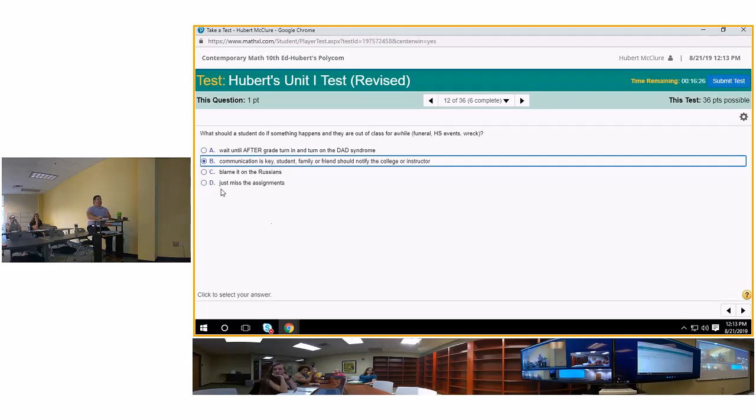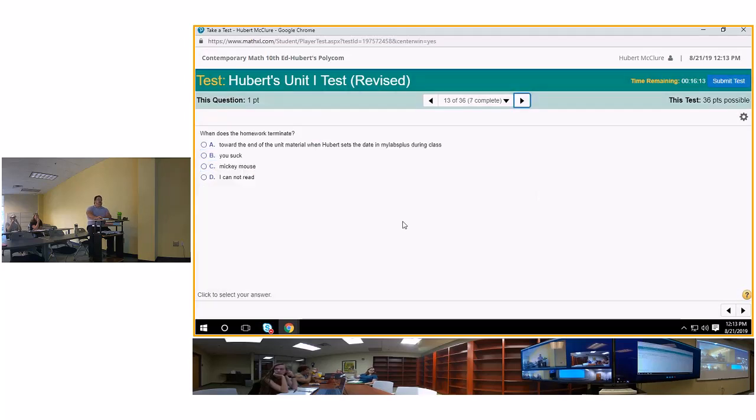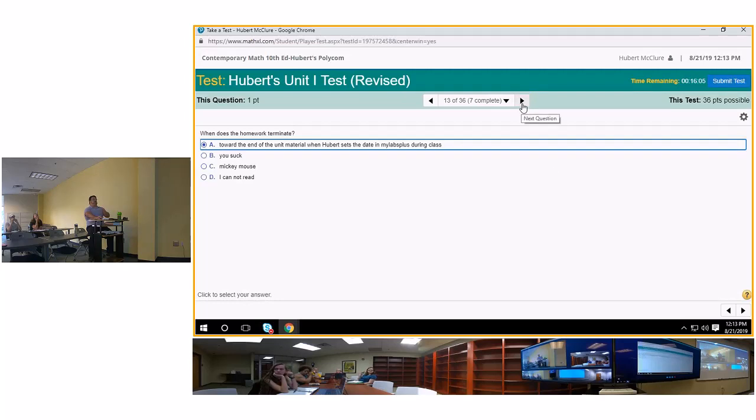I will take C because in case you don't do what you're supposed to and things don't go your way, you don't blame yourself, you blame the Russians. So I will take that as an answer. Next question: when does the homework terminate? Well, the only possible answer is toward the end of the unit. That's a handout question. I used to put that on a handout, but I want students to look at the outline. I haven't changed it.